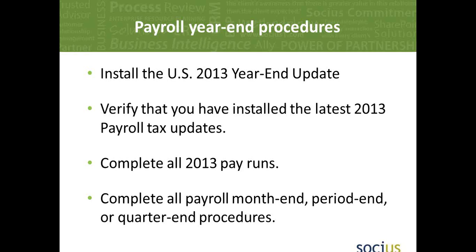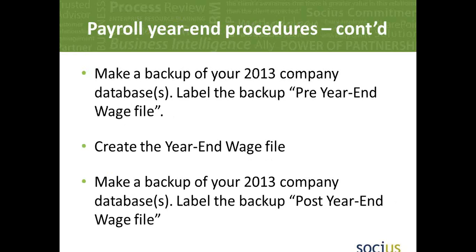Once all those have completed, you want to complete your payroll month end, period end, or quarter end procedures. Whatever reports you might print, you want to go ahead and process all of that. Then you want to make a backup of your GP 2013 company databases. It may not be 2013, it's your year 2013, not version 2013, so try not to get that confused. You want to make a backup and label it pre-year-end wage file.